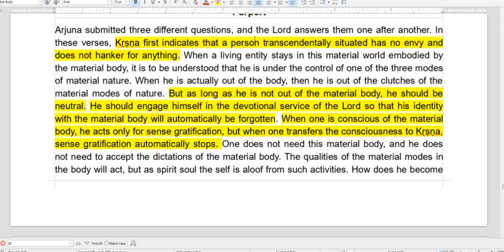Arjuna submits three different questions and the Lord answers them one after the other. In these verses, Krishna first indicates that the person transcendently situated has no envy and does not hanker for anything. So that's the first point. He doesn't have any envy. Envy means what?